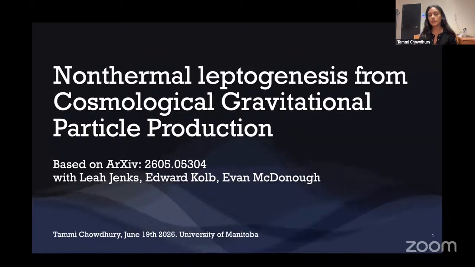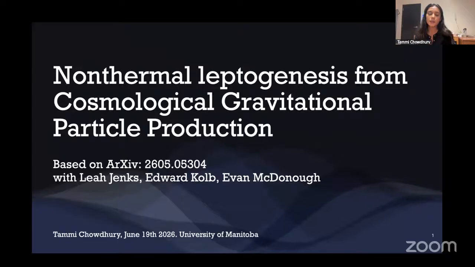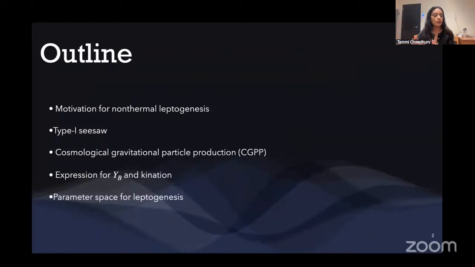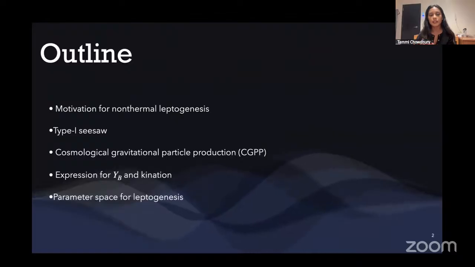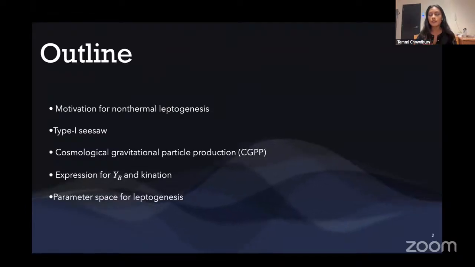So today I'll be discussing some of the work we've done on the topic of non-thermal leptogenesis, based off of a paper we recently put out with my collaborators Leah Jenks, Edward Cope, and Evan McDonough. So the outline of the talk will be as follows. I will begin with first motivating non-thermal leptogenesis in general, and then I will describe the type 1 seesaw mechanism. This is the framework in which we are working within.